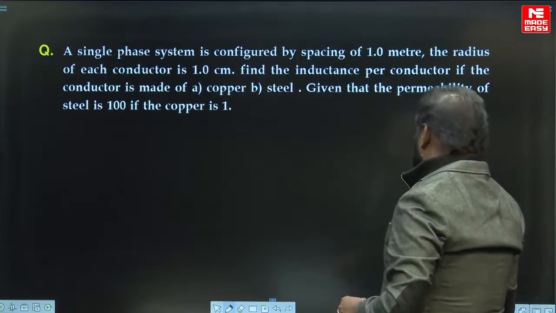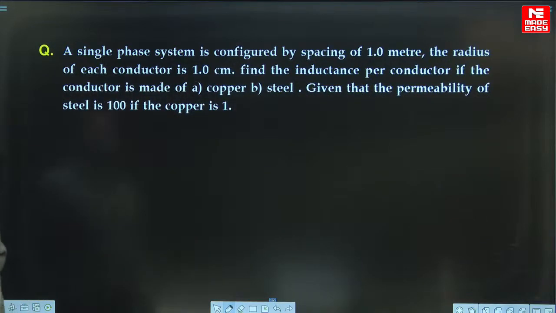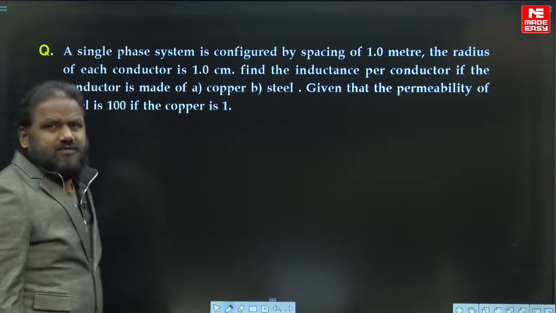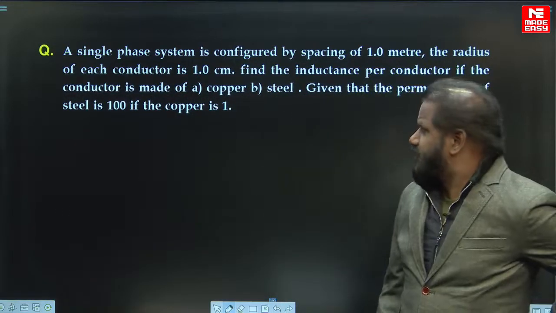Next question: a single phase system is constructed with a spacing of 1 meter. The radius of each conductor is 1 centimeter. Find the inductance per conductor if the conductor is made of copper and steel. Given the permeability of steel is 100, and copper is 1. Beautiful question it is.